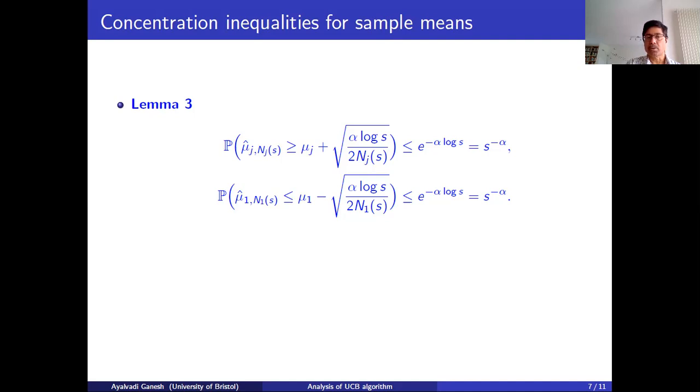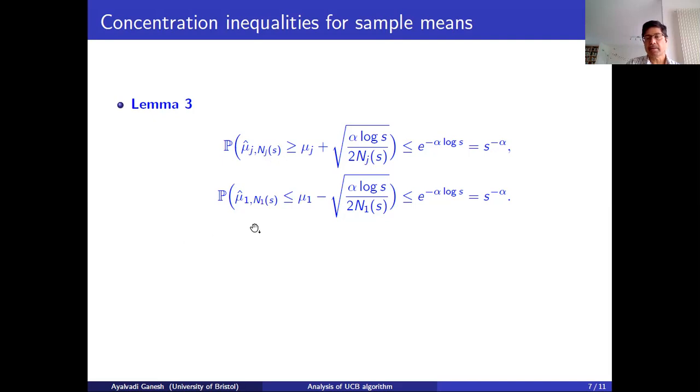So do you understand the notation? What is mu hat? What is nj? nj(s) is the number of times arm j has been played up to time s. And this is the sample mean reward from that arm in the first nj(s) plays. And we are asking for the probability that it's bigger than the true mean by this quantity, which comes from the correction term in the UCB algorithm. That's why we are interested in this event.